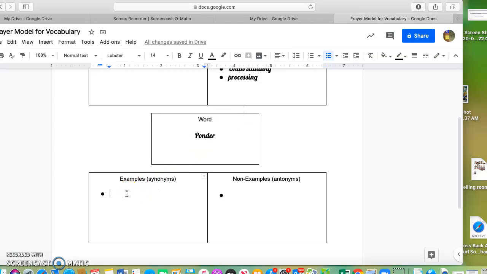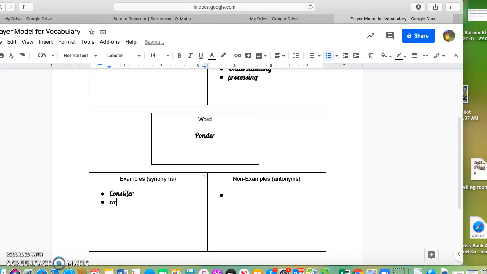Then I'm going to go down to the lower left box using examples. So some synonyms for the word ponder we have consider, contemplate, examine, mull over, reflect, and I'm going to do a couple more just so I really understand what the word means. We have to speculate and maybe to weigh.